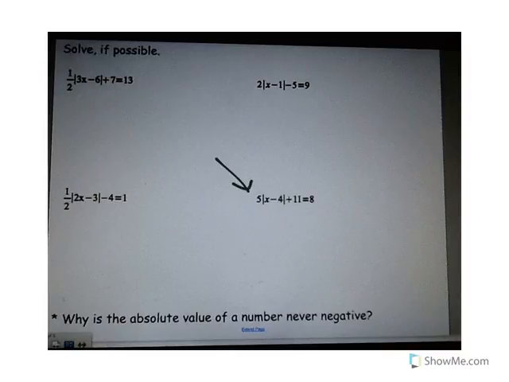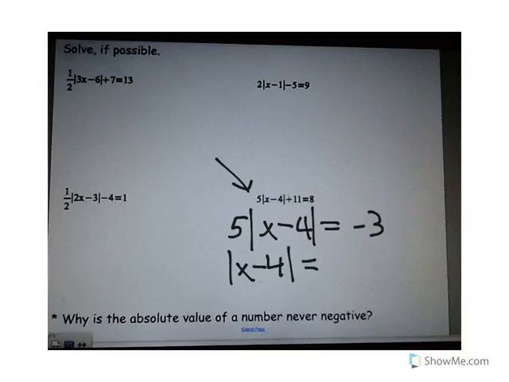Let's do one more, this one here. And this one here is a little bit tricky because it's not solvable, and I'll show you why. The first step is going to be 5x minus 4. Remember, you got to keep it that way. That's going to be equal to, subtract 11 from both sides so you can cancel that part out. You end up with negative 3. Now, if you were to proceed, you'd divide both sides by 5. So you end up with x minus 4 is equal to negative 3 over 5.